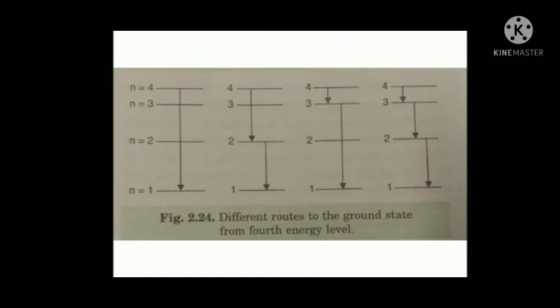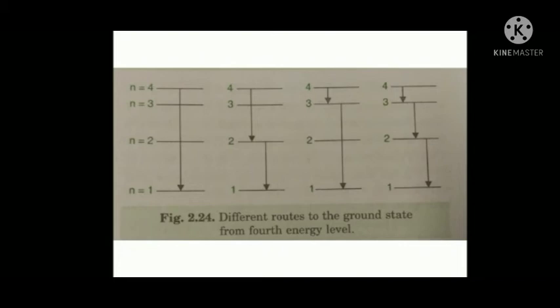Then what is the next possibility? The electron can jump first to the second energy level, and then from the second energy level it jumps into the first energy level. There is a possibility for that, isn't it? Without jumping from the fourth to the first, it jumps from the fourth energy level to the second energy level. From there it jumps to the first energy level. So here two jumps occur, and corresponding to that we will get two lines in the spectrum.